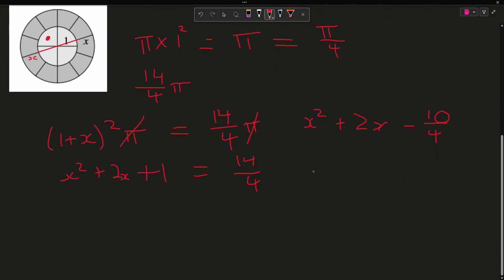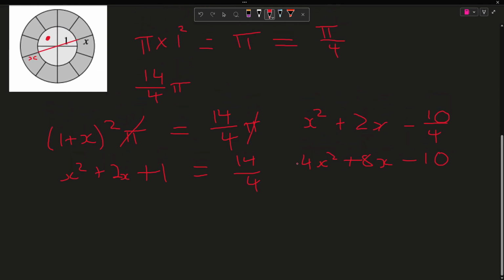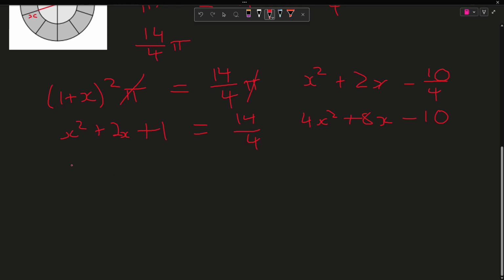These numbers aren't very nice, so what I did was multiply this by 4, so I get 4x squared plus 8x minus 10. When you try to factorize this, it doesn't factorize nicely, so we can just use the quadratic formula. So, minus 8 plus or minus, what would that be, 64 minus negative 160, so we'd get plus 160, and then divide that by 8.